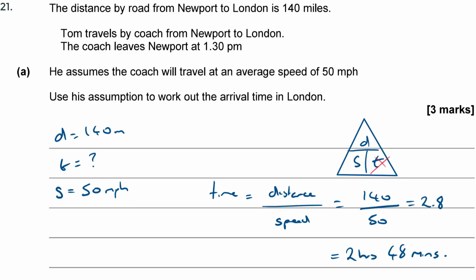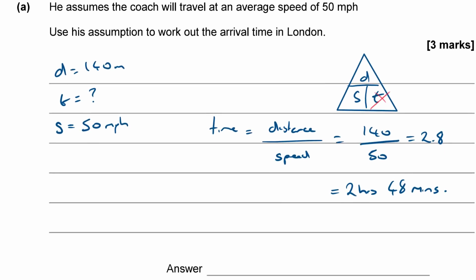Okay, so if we remember, we left Newport at 1:30 p.m. So if we're traveling for 2 hours and 48 minutes, I'm going to have to add that time on, aren't I? So 1:30, 2:30, 3:30. 30 minutes takes me up to 4 o'clock, and then I've got another 18 minutes after that to add on. So that's 4:18, isn't it? So 4:18 p.m.